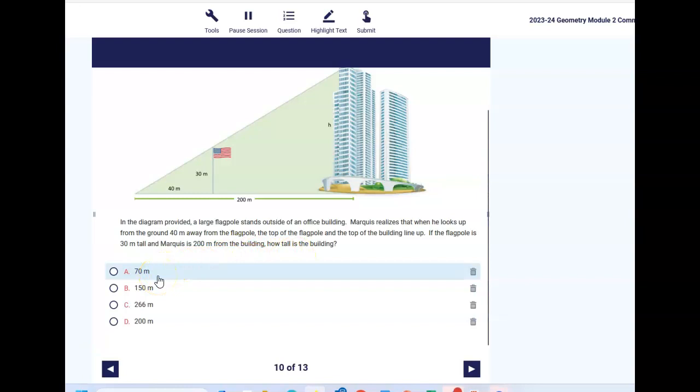Option A, 70 meters. Option B, 150 meters. Option C, 266 meters. Or option D, 200 meters.